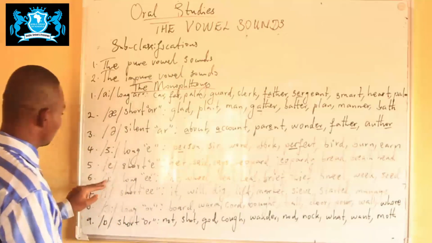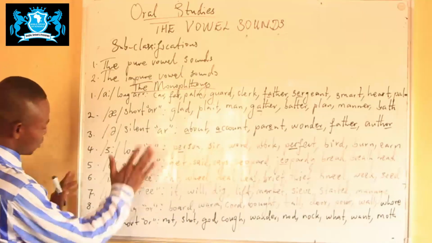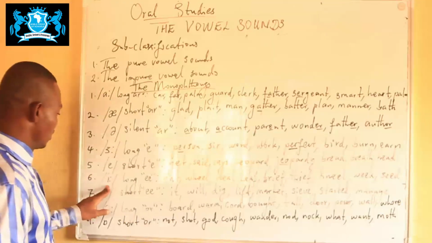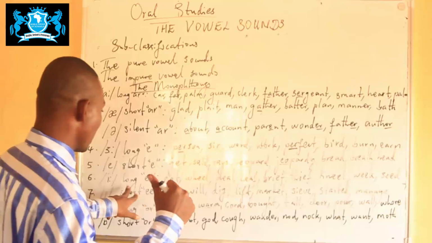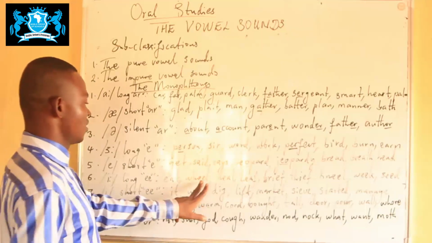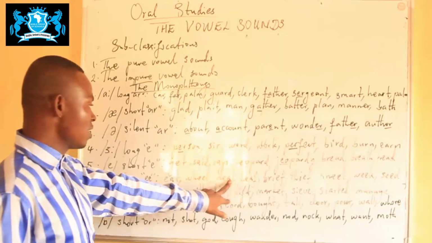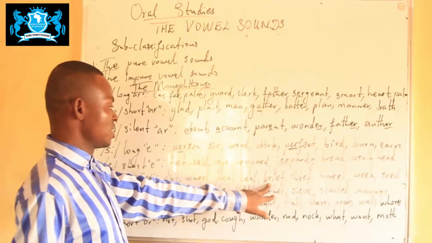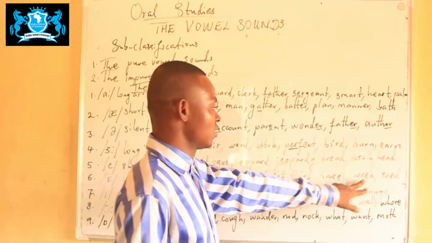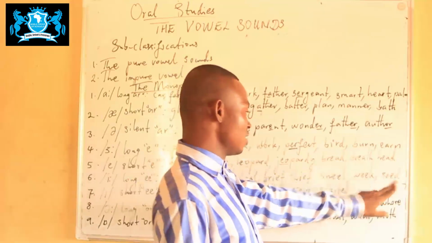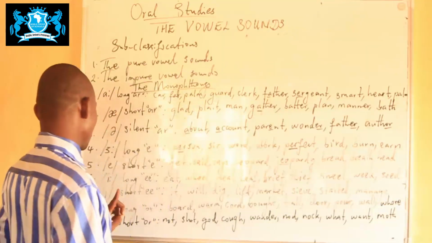Next is the long E sound. We have gone to the E sound. Long E sound. We have eat, wheel, deal, leave, brief, thief, need, weak, see, heal.